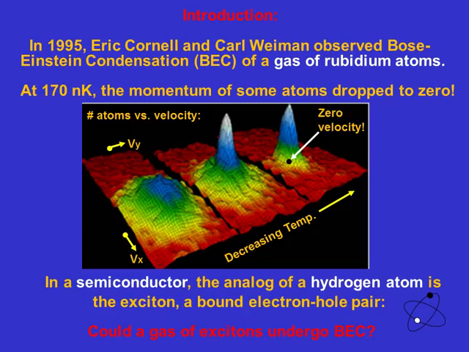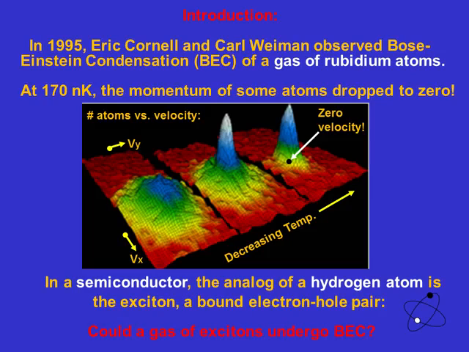Here's the discovery of Bose-Einstein condensation in a gas of atoms. At 170 nanokelvin, atoms dropped into the lowest momentum state. In a photoexcited semiconductor, the role of an atom is the exciton, a bound electron-hole pair. Could a gas of excitons undergo Bose condensation?